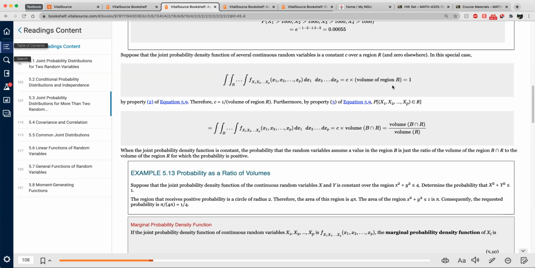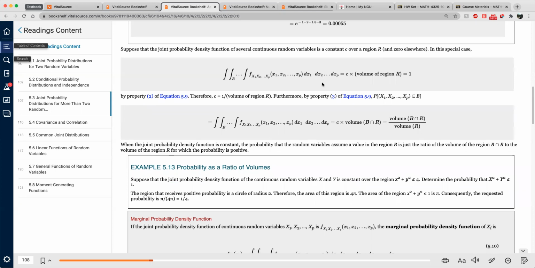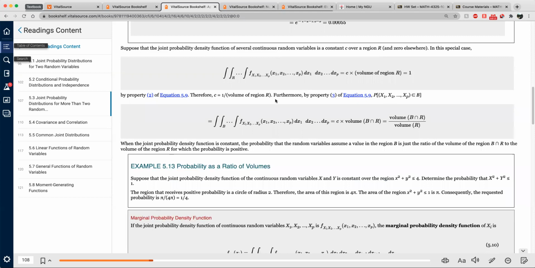Okay, now what if the joint PDF is defined by a constant C, but we want to find the probability not over the whole region R, but just over a subset of R? Let's say B is a subset of R. Then the probability is equal to C times the volume of B intersection R. That is equal to the volume of B intersection R over the volume of R. That is similar to what we have seen in property 3, equation 5.9.